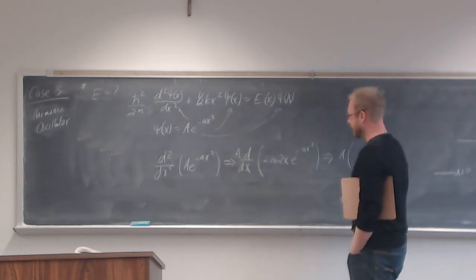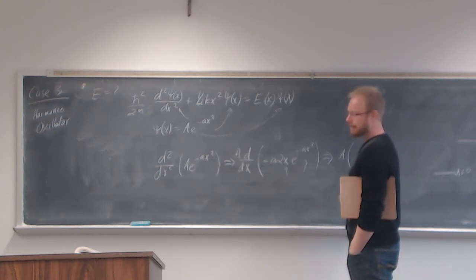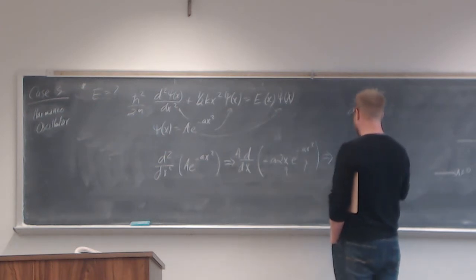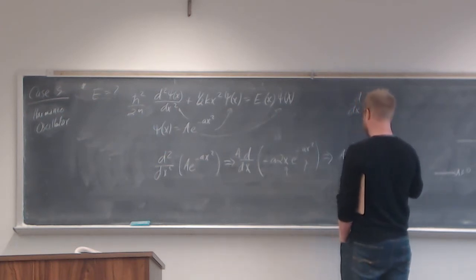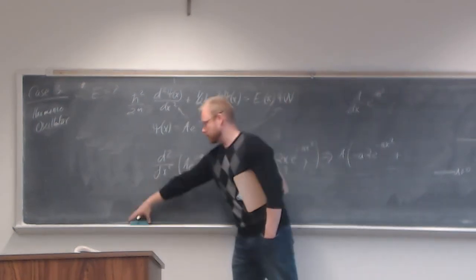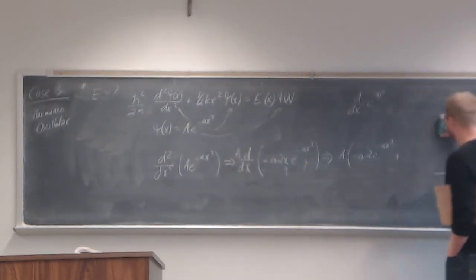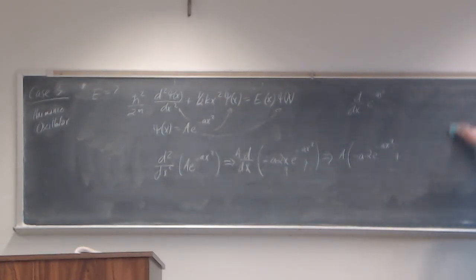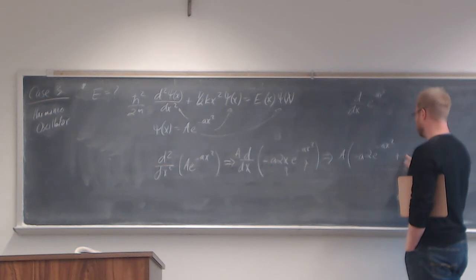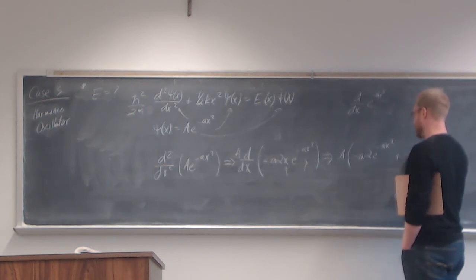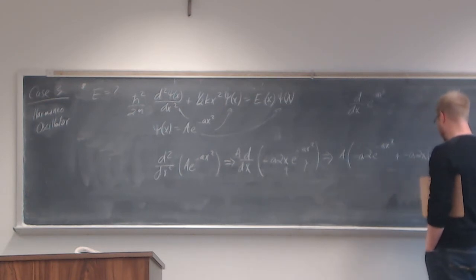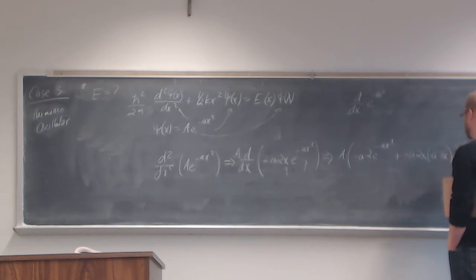Now, we have to take the derivative of that again. The problem is, I've got x here, and I've got x here. Let's take the derivative of x here first. That's nice and easy. I just have negative a 2 e to the negative a x squared plus whatever I get from taking the derivative of what's up top. Do you follow that? Okay, now I have to take the derivative of what's up top, and that's going to be negative a 2x times negative a 2x times e to the negative a x squared.